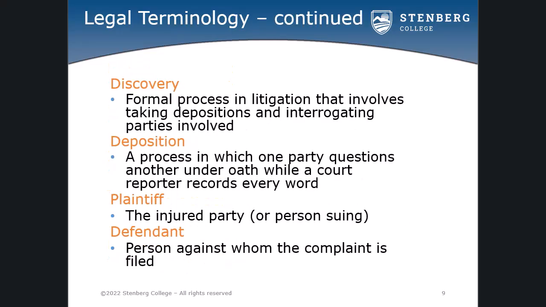More legal definitions include discovery, which is a formal process in litigation that involves taking depositions and interrogating all parties involved. A deposition is a process in which one party questions another under oath, while a court reporter records every word. A plaintiff is the injured party or the person that is suing, and the defendant refers to the person against whom the complaint was filed.